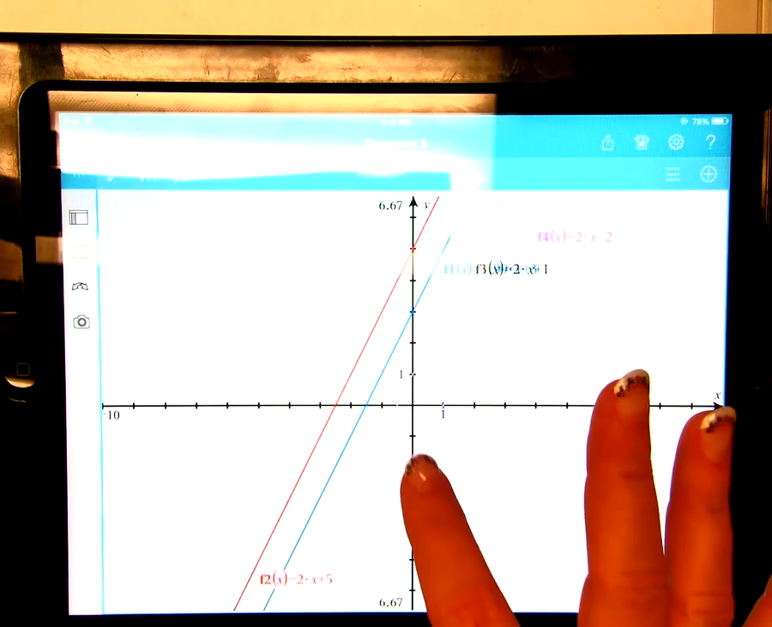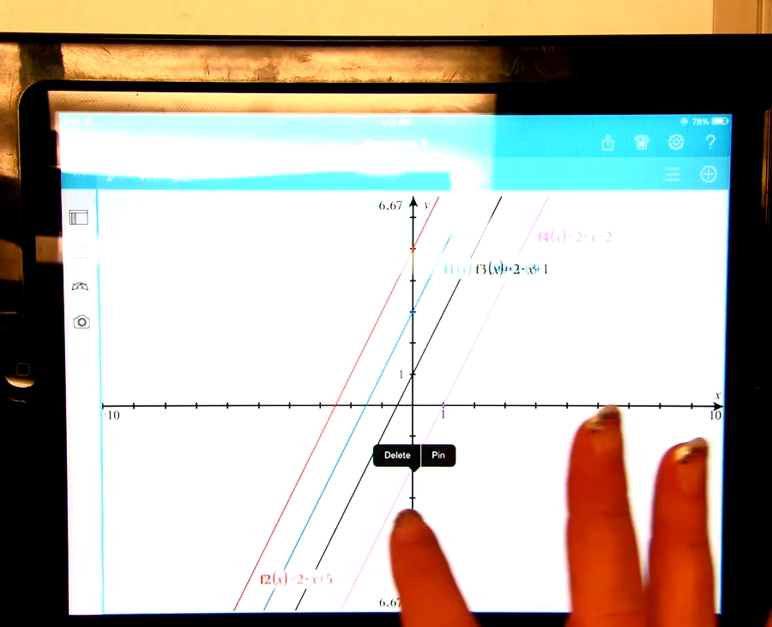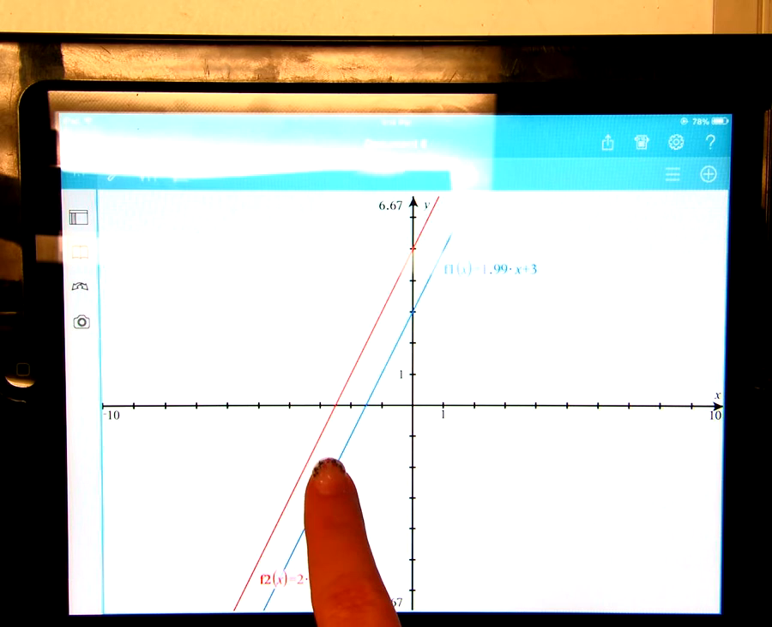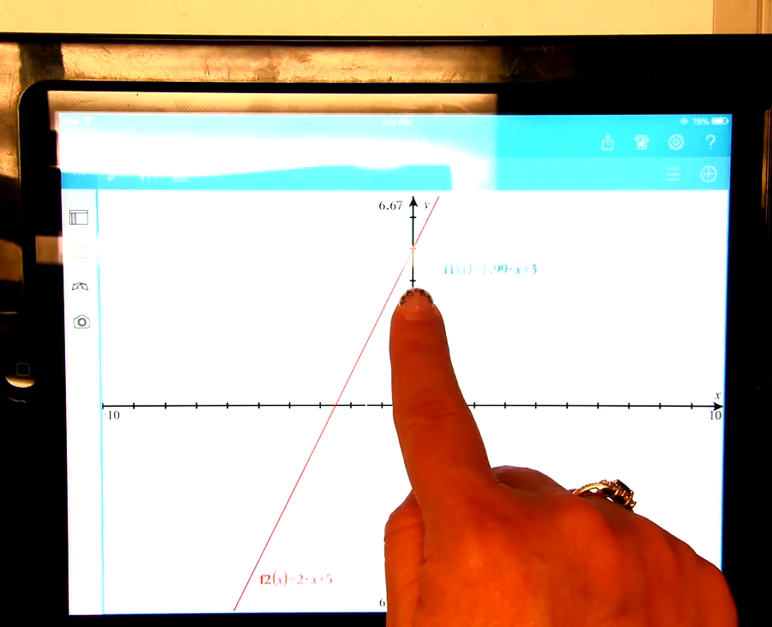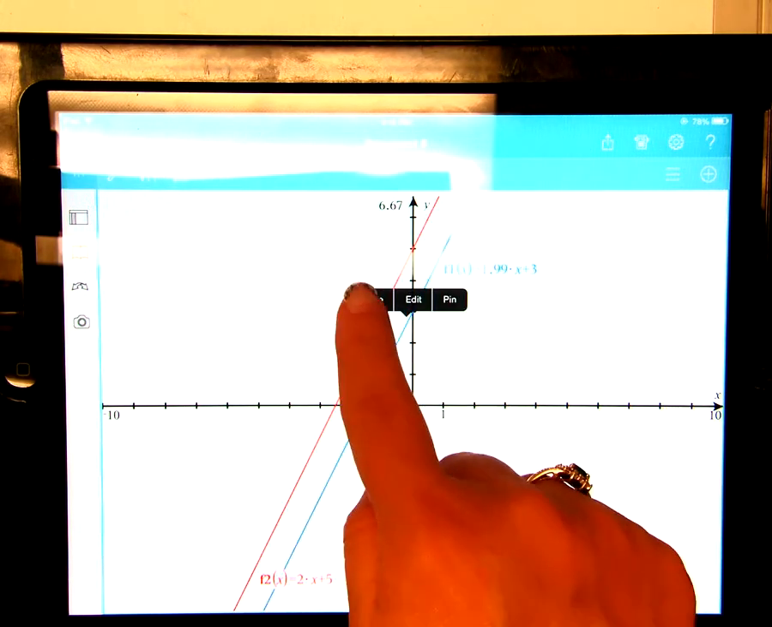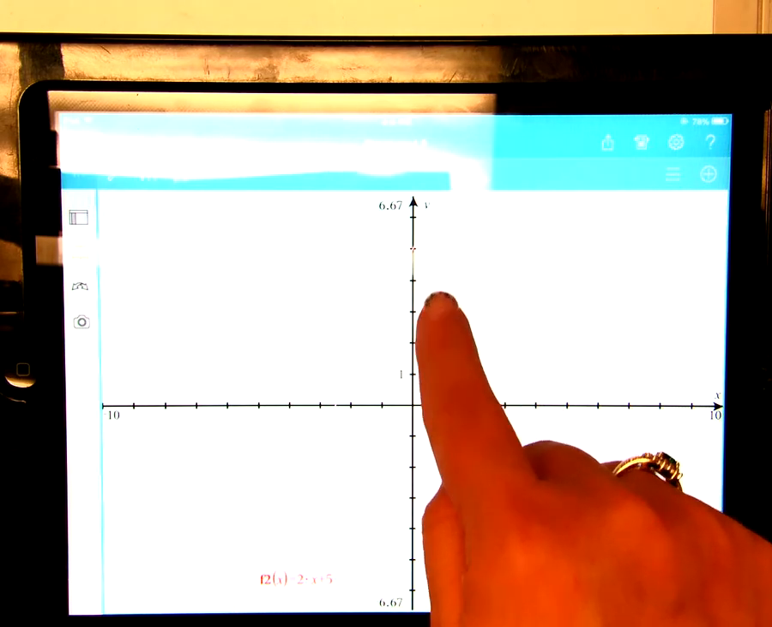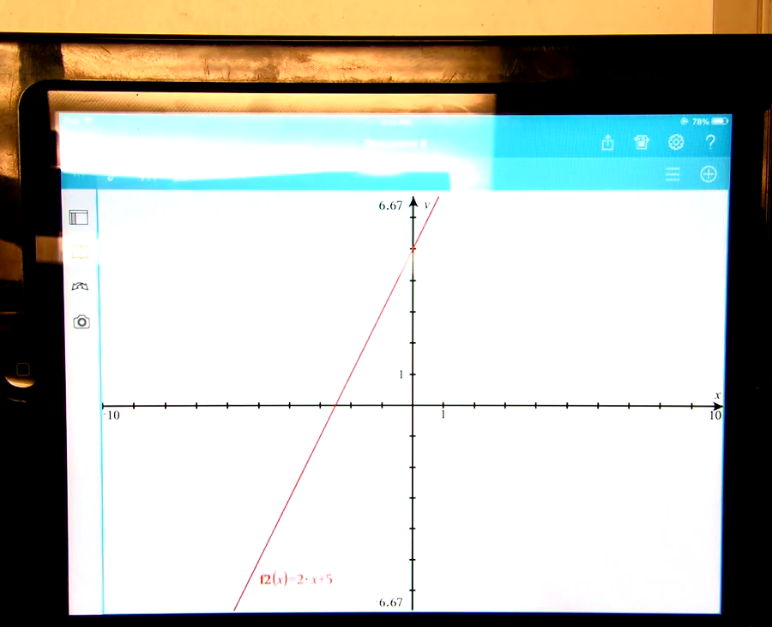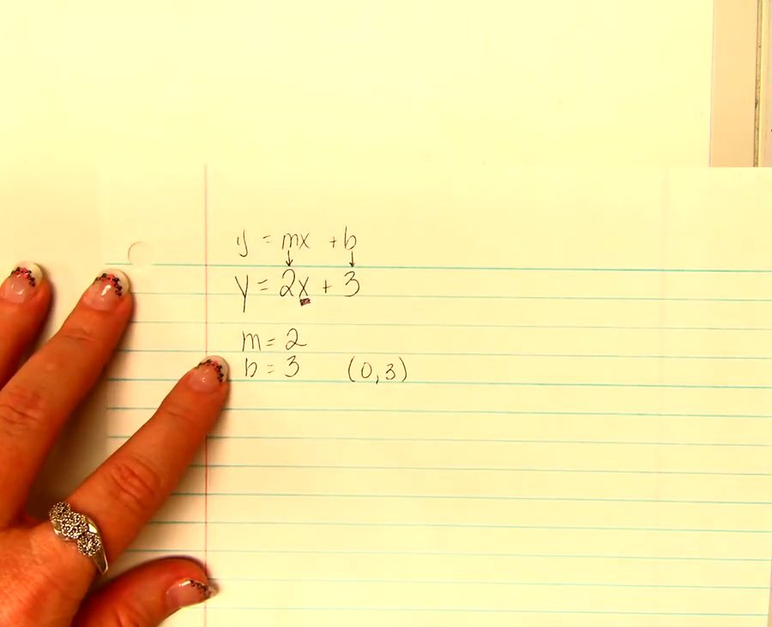So when I change the m, what that changes is the slope, the steepness of the line. And when I change the b, that's the y-intercept of the line. That changes where it crosses the y-axis. Okay? So when you get here tomorrow, I'm going to need you to know what m changes and what b changes. I also want you to keep in mind that it really does matter how we write our slope and how we write our y-intercept.